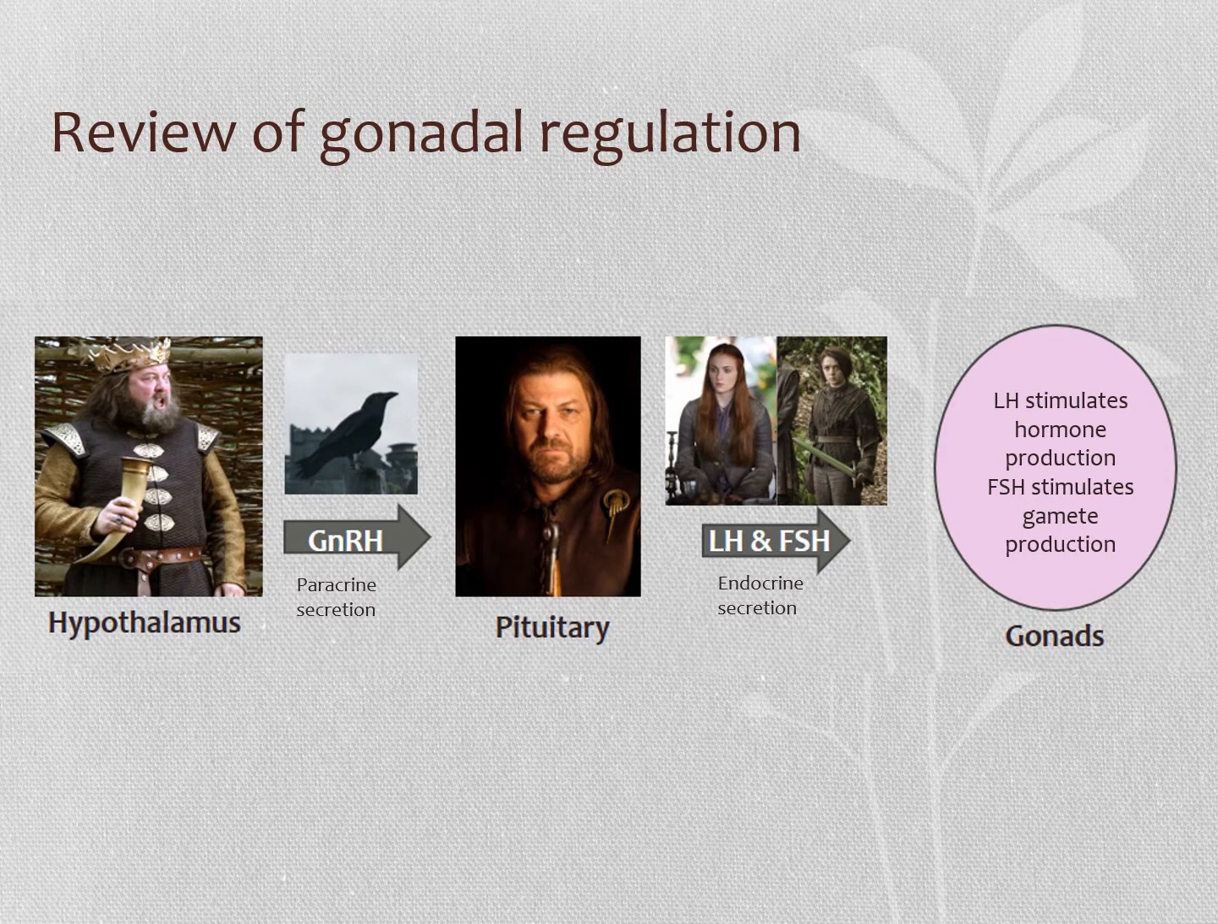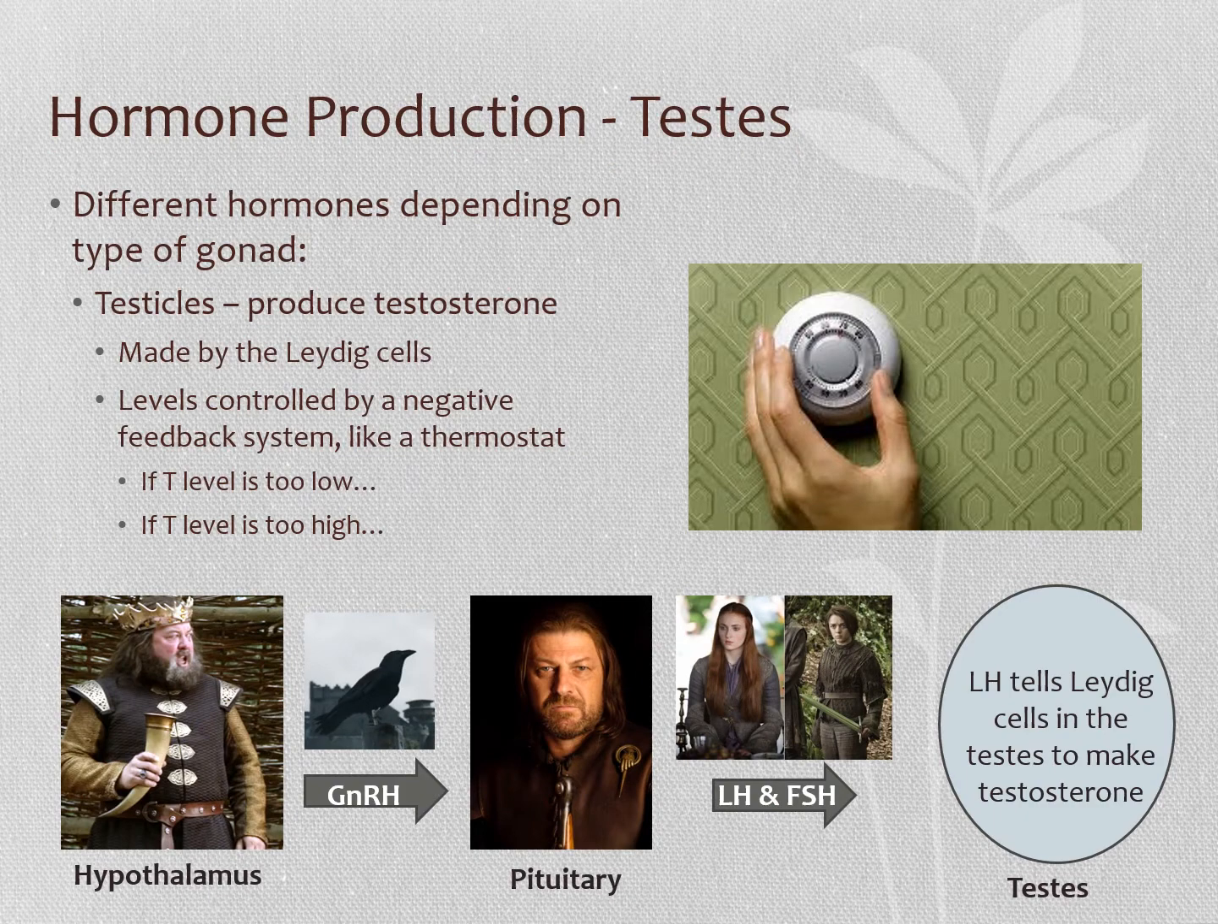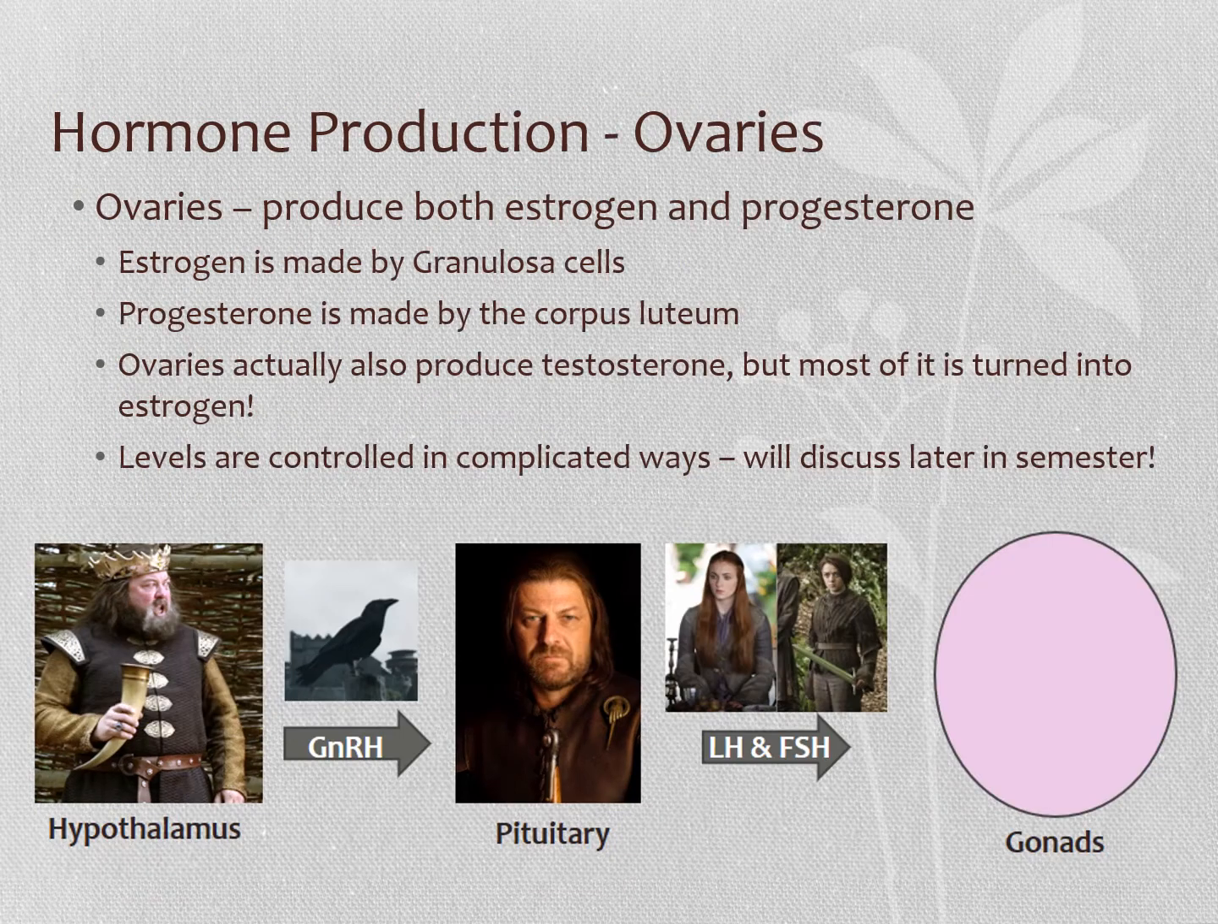If we look specifically at the testes, they're going to make testosterone by those Leydig cells. It's a negative feedback system. If the testosterone level gets too low, the hypothalamus will make more GnRH, the pituitary will make more LH and FSH, and the testes will make more testosterone. If the testosterone level gets too high, then the hypothalamus turns off GnRH, the pituitary doesn't make LH and FSH, and the testes shut down production. So that's how it works in male-bodied people.